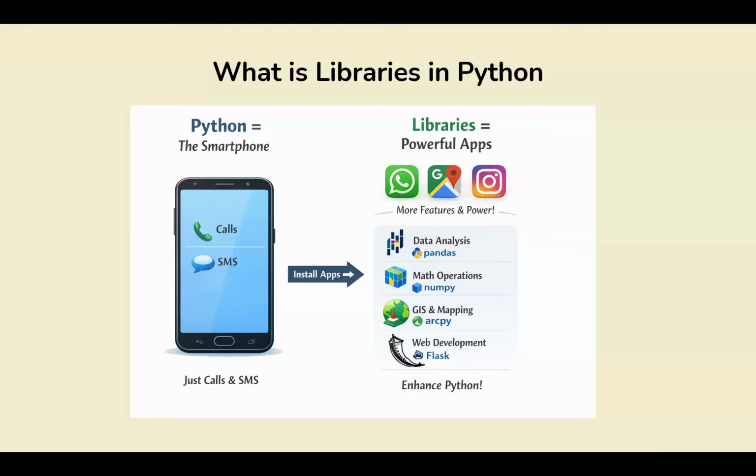Similarly, the people who are working with machine learning, AI, deep learning, there are many different types of libraries. If we install these libraries on our machine and use them along with Python, then our Python will become a smart Python, just like our phone. Once we install the libraries, we can say that now my phone is a smartphone.